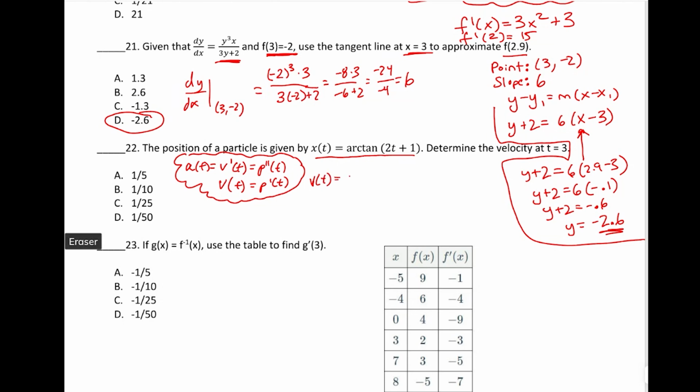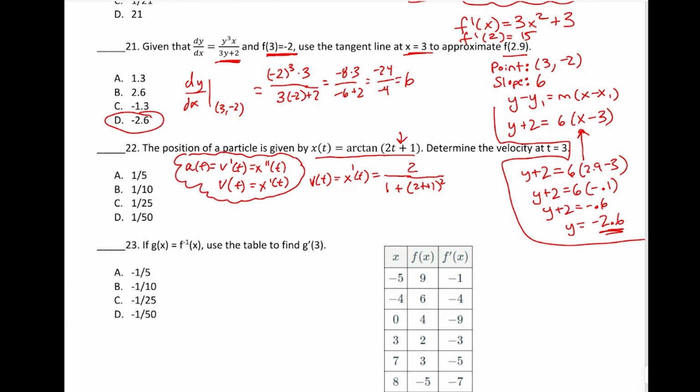Oh, in this case, we're not going to say p, we're going to say x. Okay, the position is given by x, so x of t, or the derivative of x of t, I should say. Now, the derivative of arctangent is going to be 1 over 1 plus x squared, but I don't have just x. I've got 2t plus 1. So it'll be 1 over 1 plus 2t plus 1 squared. And then using the chain rule, I'm going to have to multiply by the derivative of 2t plus 1, which is just 2. And just to simplify things a bit, I'll do the 1 times 2 and put that 2 in the numerator.